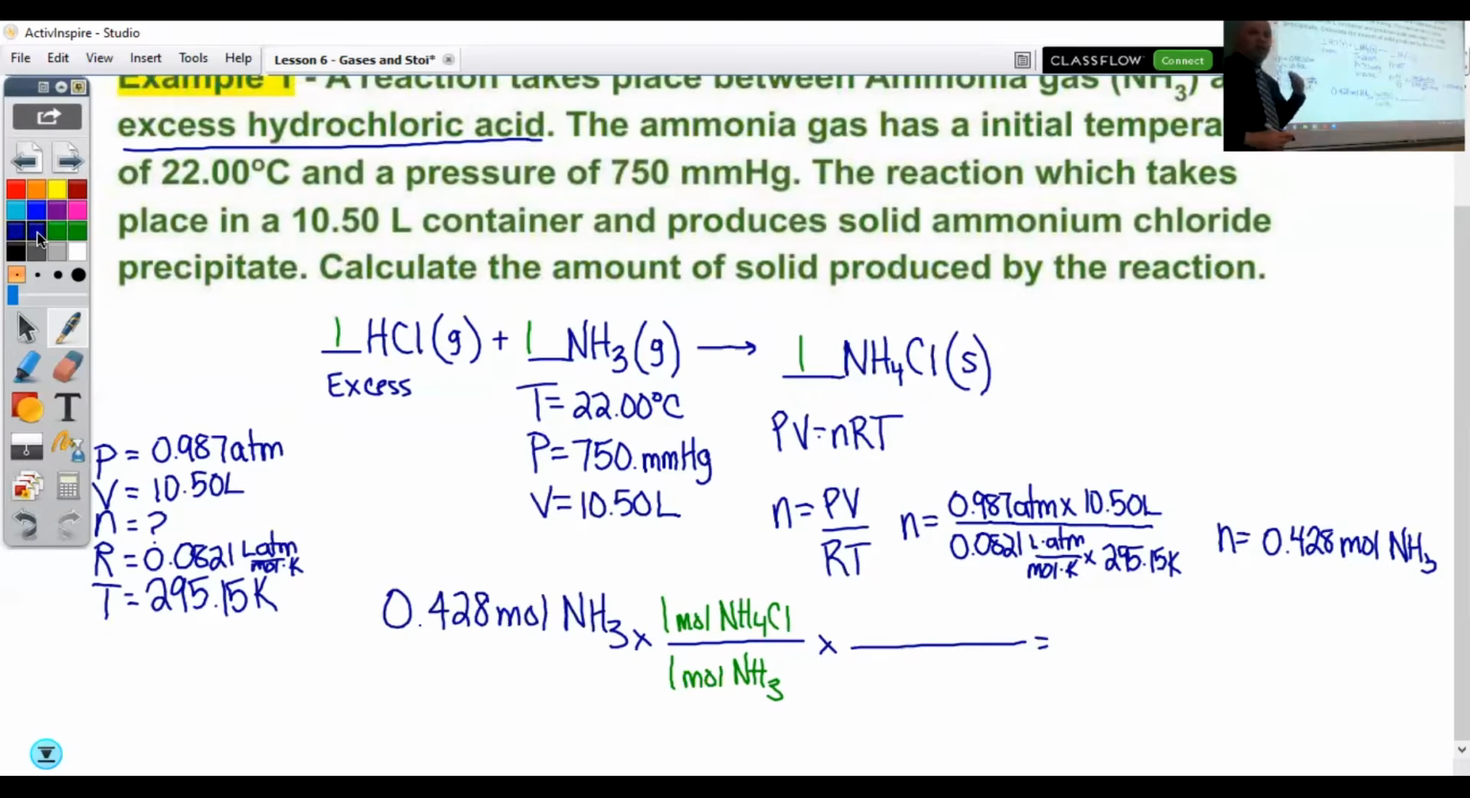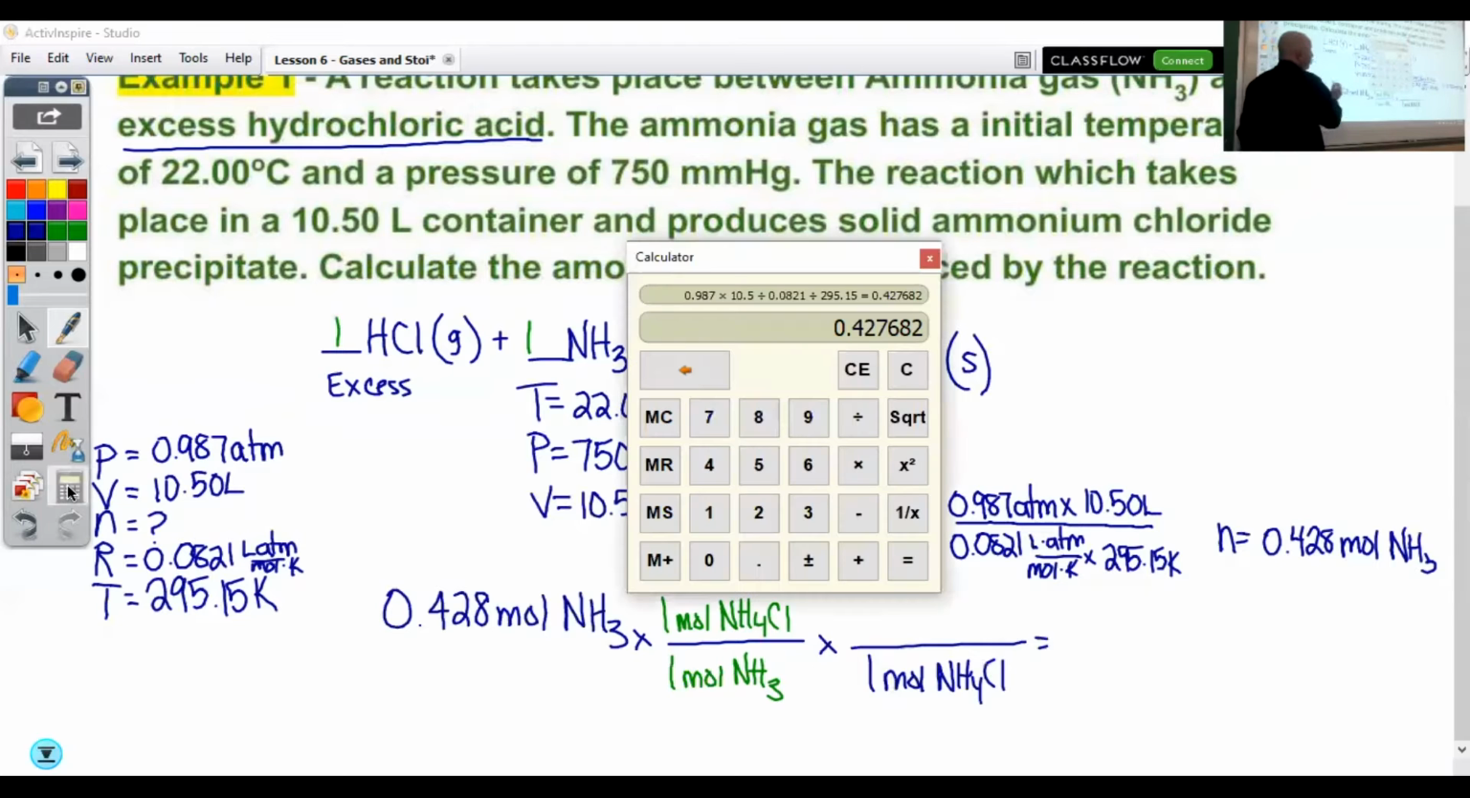And finally, from moles of ammonium chloride to grams of ammonium chloride, so 1 mole of ammonium chloride. Now we have to get the molar mass for that. So if we open up our calculator, we have nitrogen, that's 14.01. We have 4 hydrogens, so that's 4.04, plus 1 chlorine, that's 35.45, for a total of 53.50 grams.